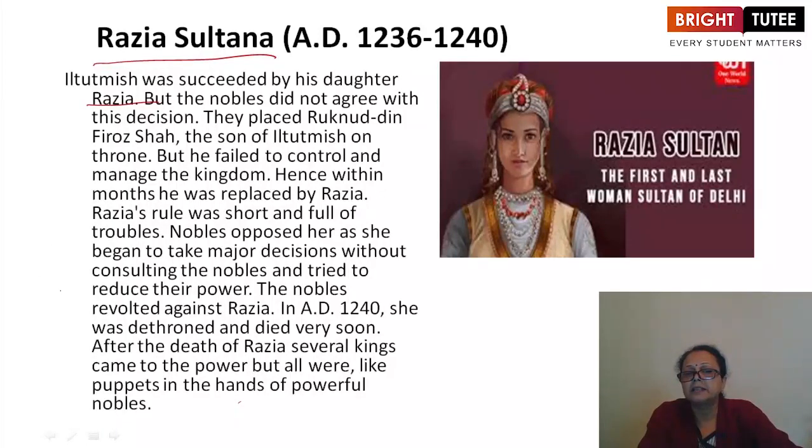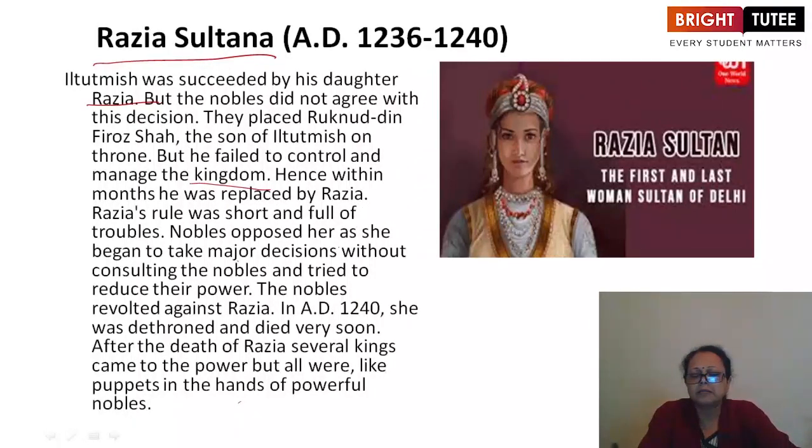But the nobles did not agree with this decision of Iltutmish. As they did not agree, they placed Ruknuddin Firoz Shah, the son of Iltutmish, on the throne, replacing Razia Sultan. But Ruknuddin Firoz Shah failed to control and manage the kingdom. He was not a very efficient person and was completely unable to manage. Hence, within months, he was replaced by Razia.